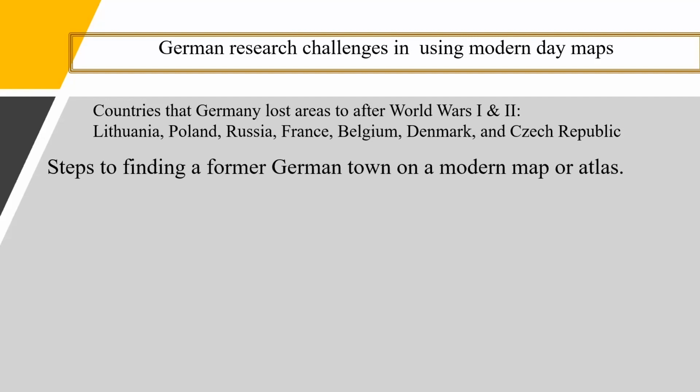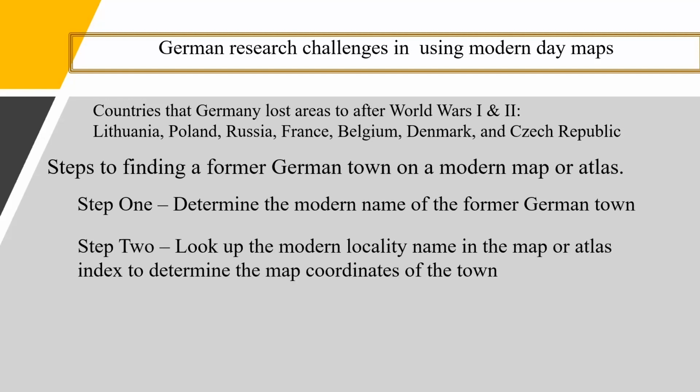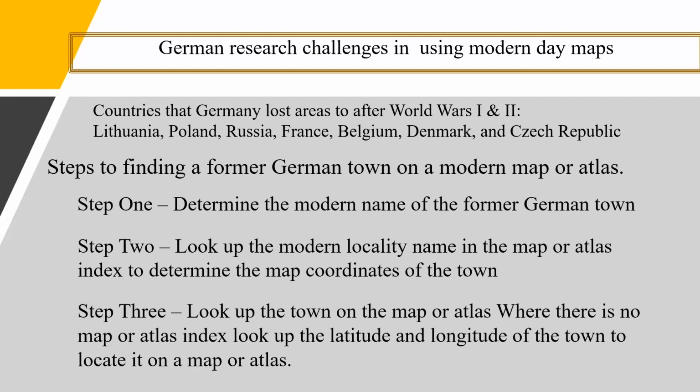The following are the steps to finding a former German town on a modern map or atlas. Step 1, determine the modern name of the former German town. Knowing the modern name makes it possible to find it on a modern map or to be able to write for records. Step 2, look up the modern locality name in the map or atlas index to determine the map's coordinates of the town. Step 3, look up the town on the map or atlas. Where there is no map or atlas index, look up the latitude and longitude of the town to locate it on a map or atlas.